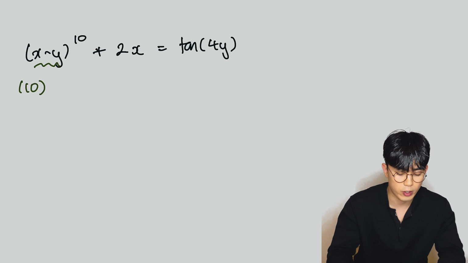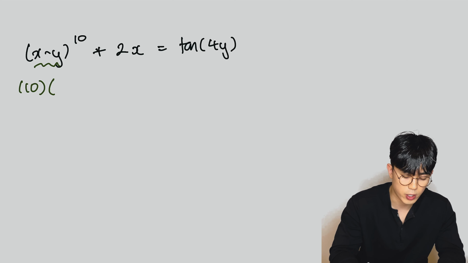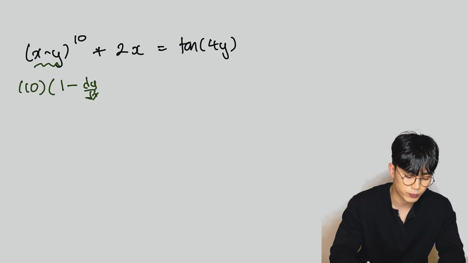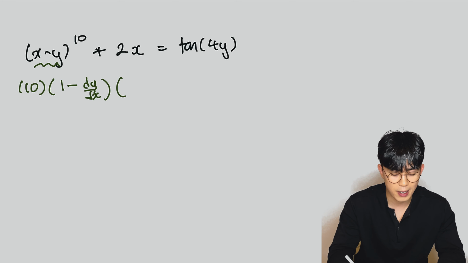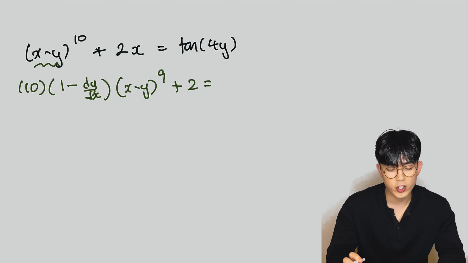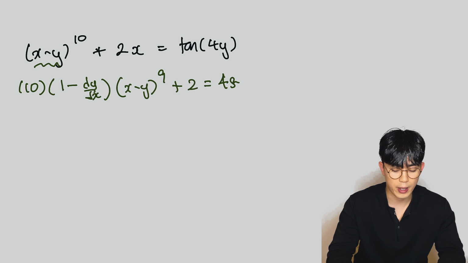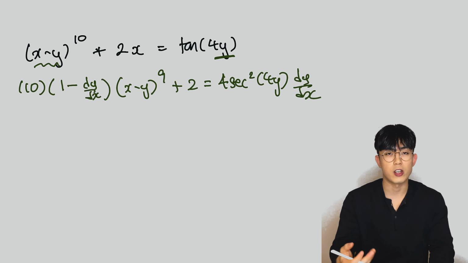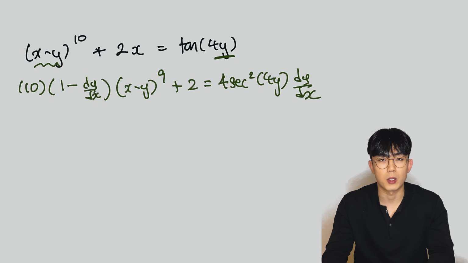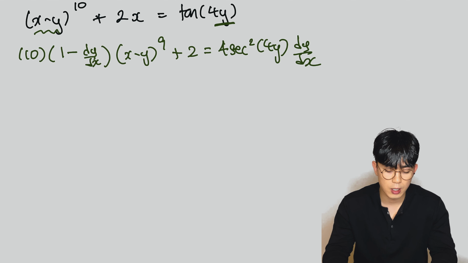I differentiate the inside of the bracket, meaning I get differentiating x is 1, minus differentiating y is dy by dx. Then I rewrite the whole bracket out, so (x minus y) to the power of 9 now, plus derivative of 2x is just 2, and that's equal to differentiating tan 4y, we get 4 sec squared 4y, but remember I differentiated the y term, so I have to times it by dy by dx at the end. And I can rearrange this to get my dy by dx on its own. Okay, so as long as you just follow the rules and put dy by dx behind the y, then you can differentiate all equations. Let's take a look at another example.